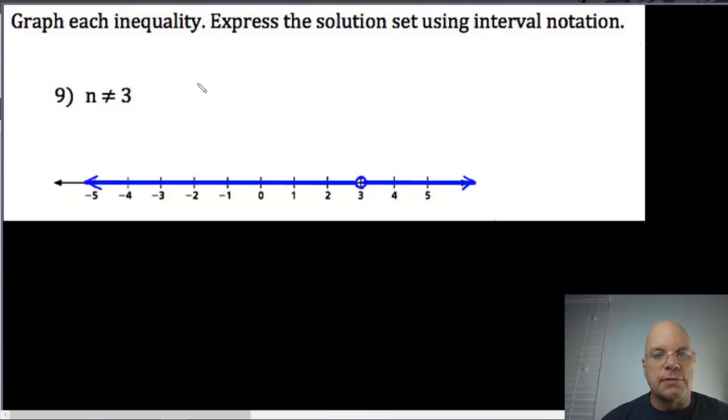So for your interval notation here, we're going to have two intervals. We go from negative infinity all the way to positive 3, but that positive 3 is not included, so we'll indicate that with parentheses. And then we go from positive 3, again not included in the solution set, all the way to infinity. So that's how you show an inequality of this type.